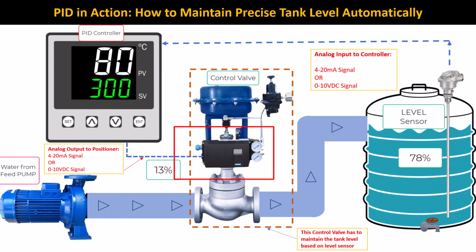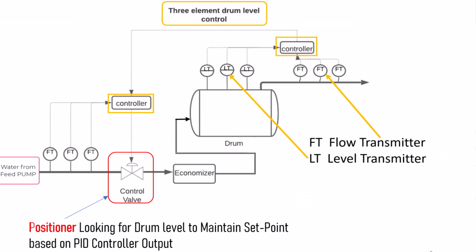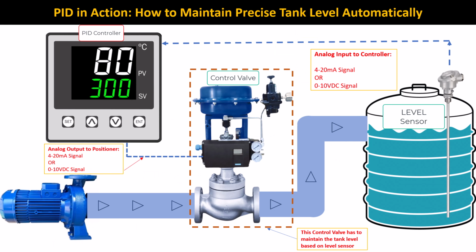Imagine a boiler feed water tank in a power plant. If the water level drops, the PID controller commands the valve to open, letting more water in. If it's too high, the valve closes slightly, preventing overflow. Simple? Yes, but crucial for preventing shutdowns, damage, and costly downtime.